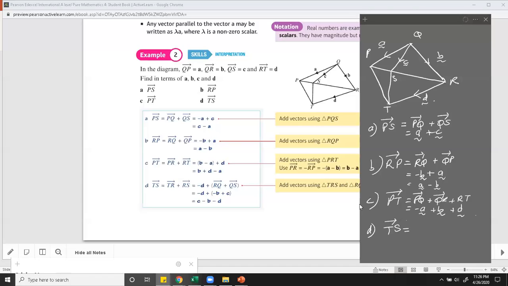So TS then. To get from T to S, we can't go TP and PS. So we've got to go TR plus RQ, and then we'll go from Q to S. So TR is minus D. RQ is minus B. And QS is plus C. So C minus B minus D, all nicely in alphabetical order. Okay?